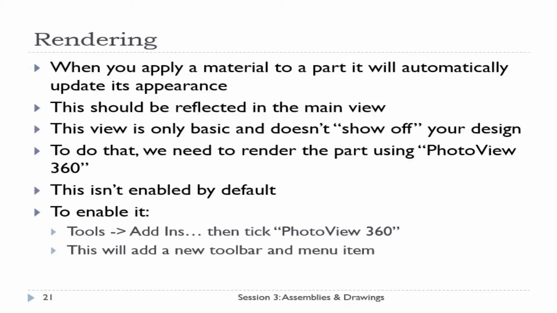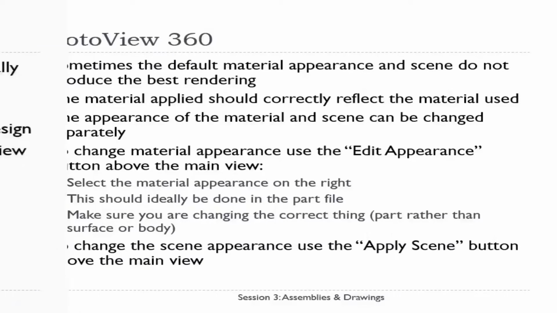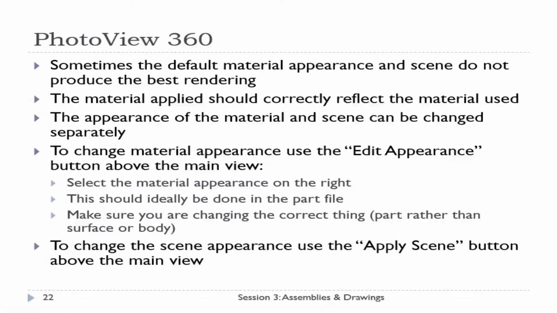And again, similar to Toolbox, this isn't enabled by default. So to enable it, you should go to the Add-ins window and select PhotoView 360. And once you add PhotoView 360, you would see a new toolbar and menu items appear on your SolidWorks screen. Sometimes the default material appearance or scene, the background color of your model, doesn't produce the best rendering. So we need to be careful with that. We need to change the material appearance, or change the scene, the background color, or any other background scene that we want to apply to show off the design.